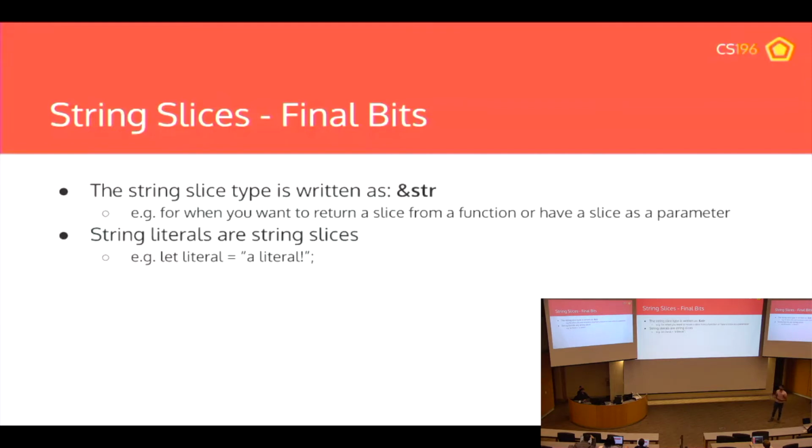So if you declare a string like this, so let's say a random string called literal and make it literal. So this is not a string with like varying size. This is actually a string slice. It's a reference to a location in memory. And it's also why it's immutable. It's because a string slice is, by default, an immutable reference, as are all other references.